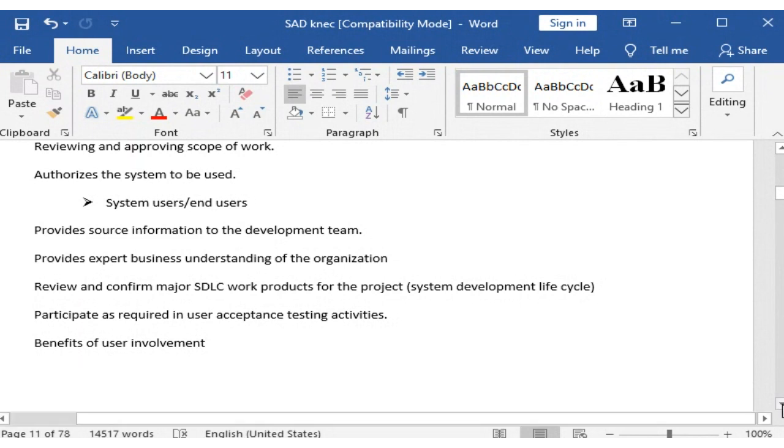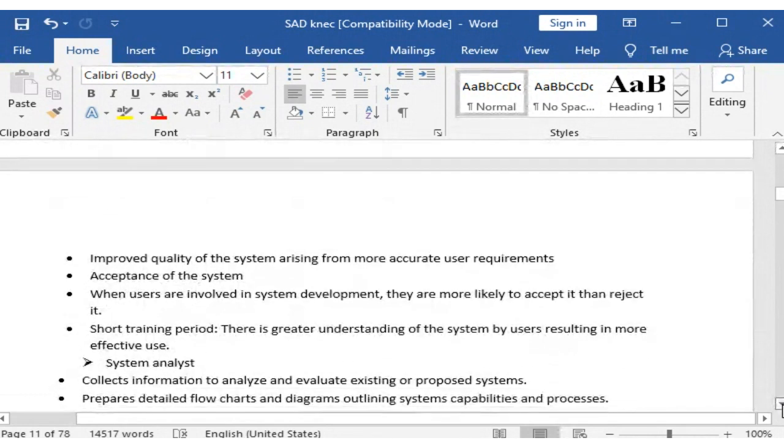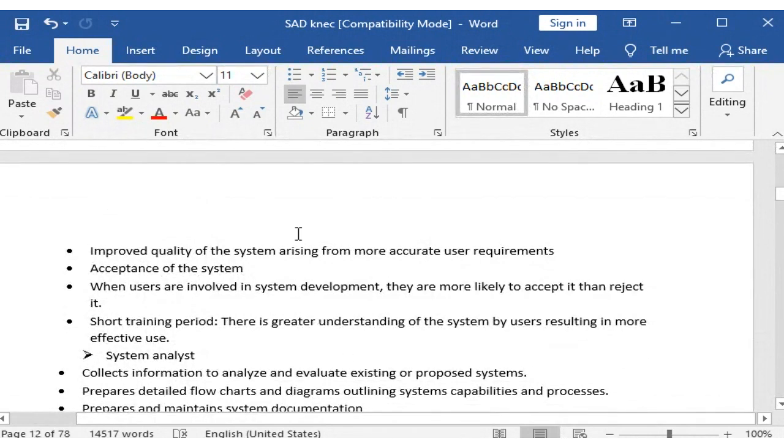Now, benefits of user involvement. Why should you involve users when developing a system? Number one, there is improved quality of the system arising from more accurate user requirements, and acceptance of the system. When users are involved in system development, they are more likely to accept than reject it. Again, there is a shorter training period because they already understand what the system does.